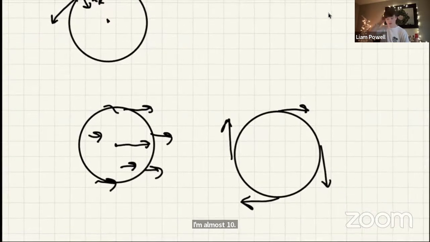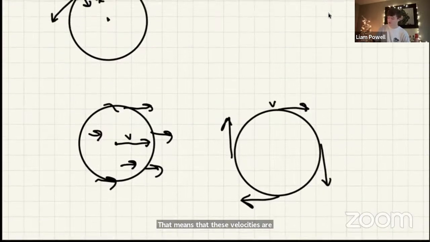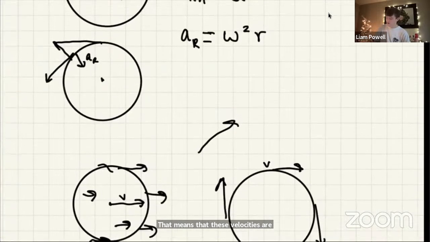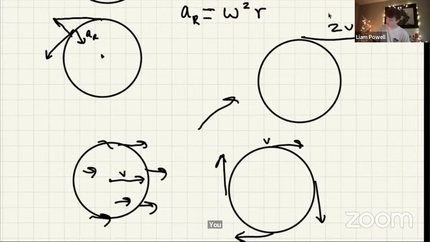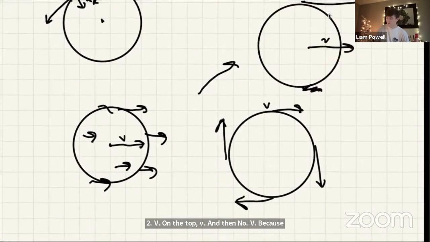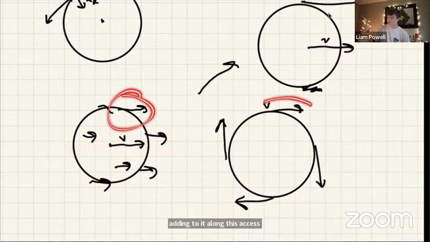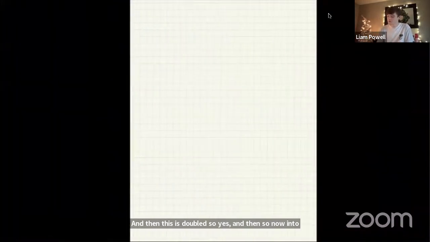Okay. Once it's rotating, these velocities are combined. So when it's combined, you have 2v on the top, v, and then no v at the bottom, because this cancels out. These cancel out. This has nothing adding to it along this axis. And then this is doubled. So yes. And now into torque, which is a very fun part of this unit.